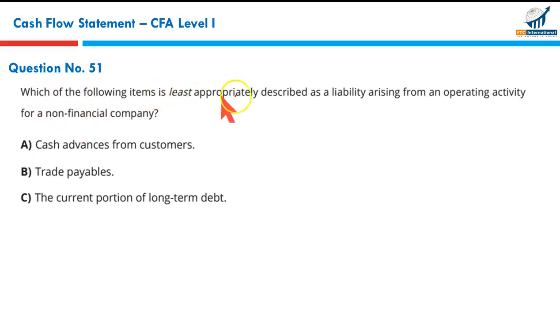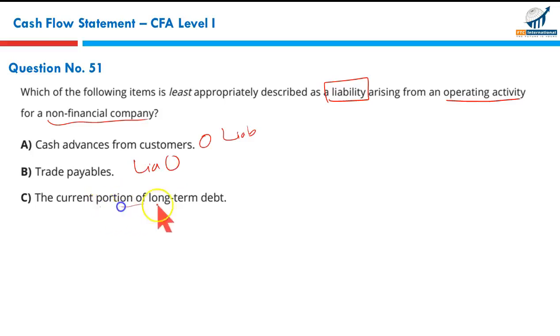Next, which of the following items is least appropriately described as a liability? As a liability arising from operating activities for a non-financial company, not a bank, not a financial institution, maybe a trading organization. Cash advances from customers, it's an operating liability, related to your operations. Trade payables, it's a liability related to your operations, right? A and B are liabilities arising from an operating activity.